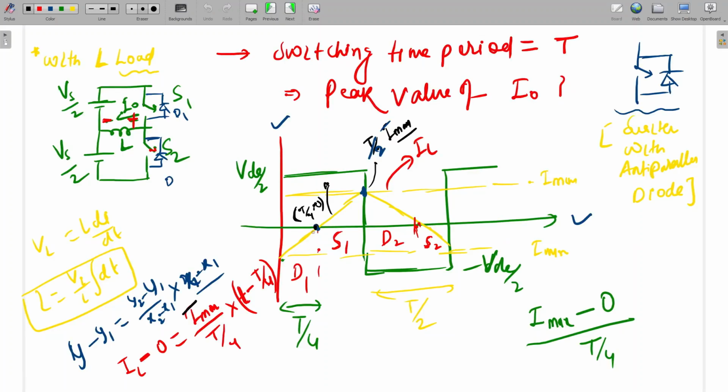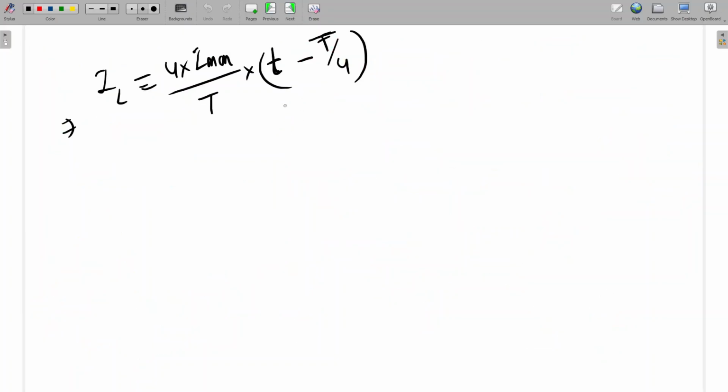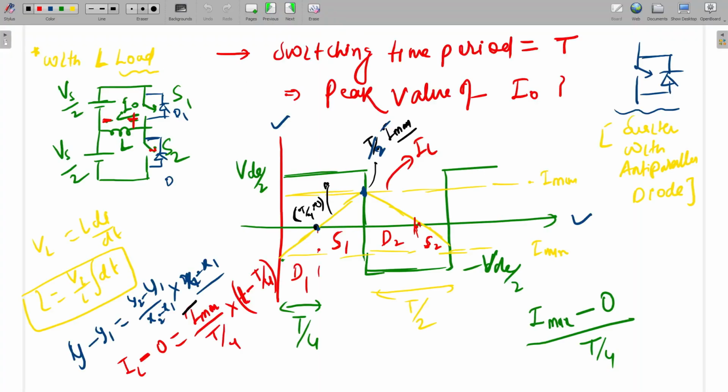So this inductor current will be 0 at which value? T by 4. So if we put T by 4, this will be 0. But how can we calculate the maximum value from here?